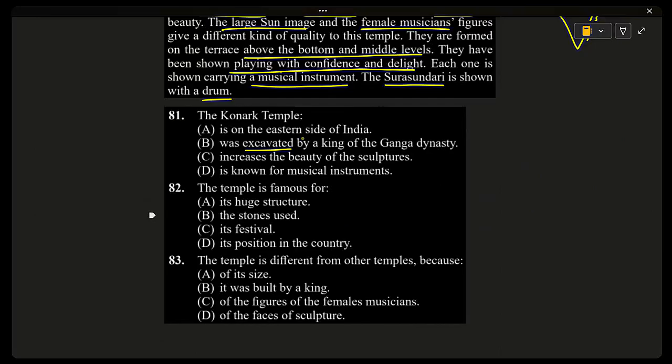Increases the beauty of the sculptures. No, the sculptures are increasing the beauty of the Konark temple. Konark temple is known for musical instruments. No, they are only there in the sculptures. You can say it is on the eastern side of India. 82.